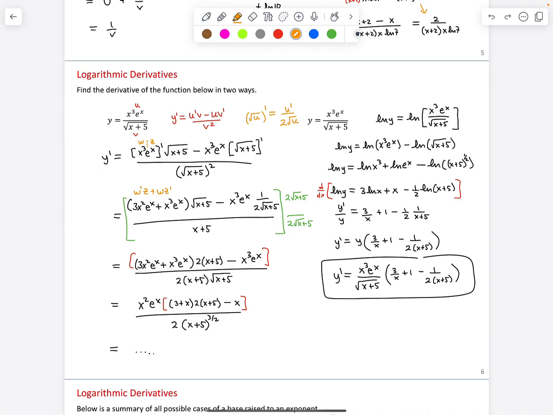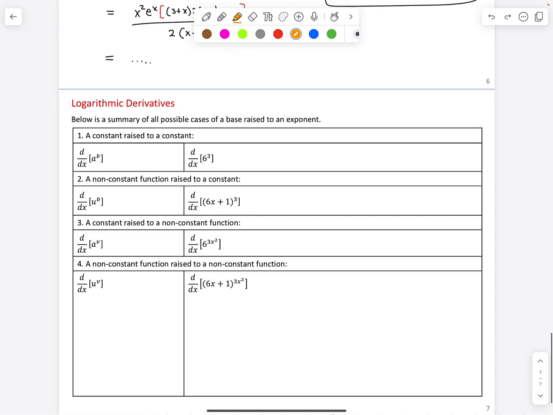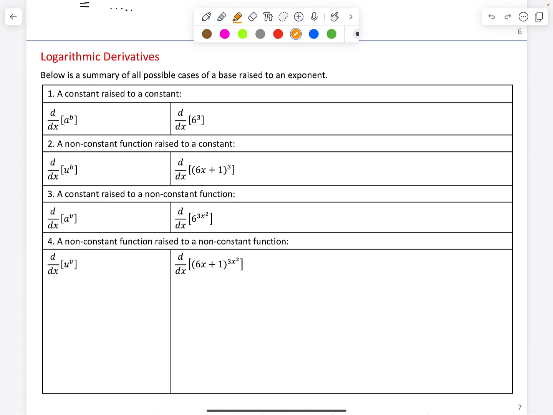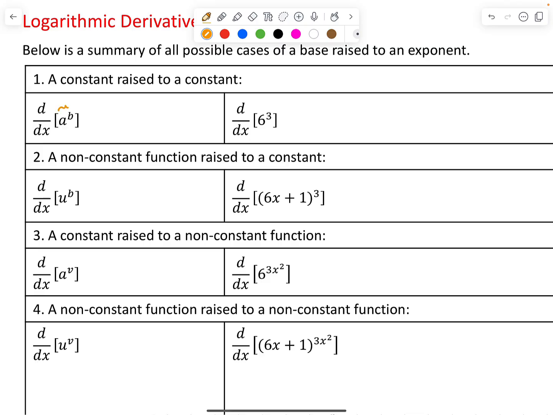Okay, one more page. This page is a summary of all possible cases of a base raised to an exponent. There's only 4 different possibilities. Case number 1, a constant raised to a constant. This is the easy case, because a constant raised to a constant is just a constant again, and the derivative of any constant is 0. So as an example, the derivative of 6 cubed is just going to be 0.